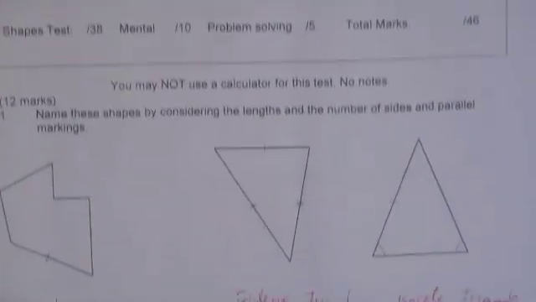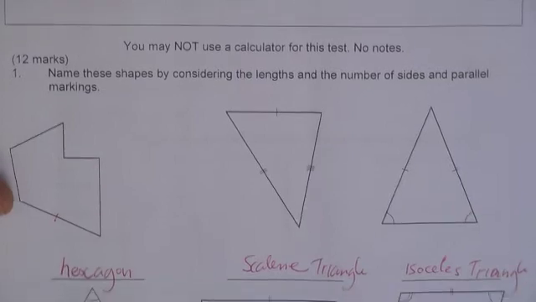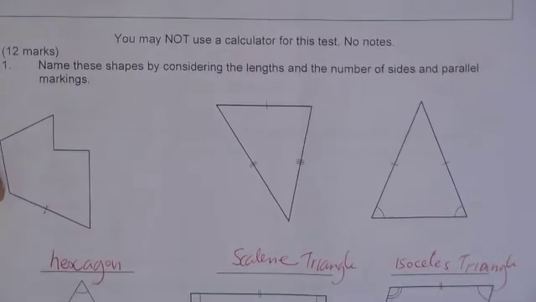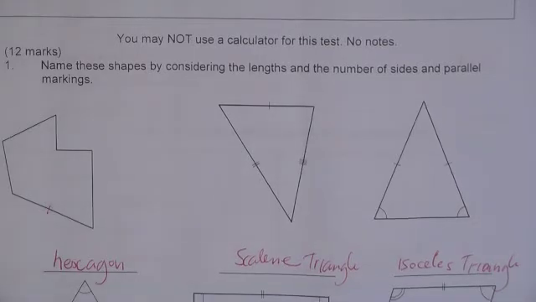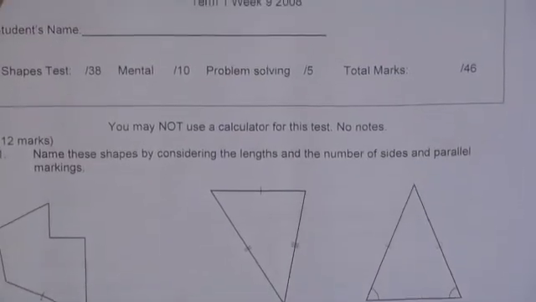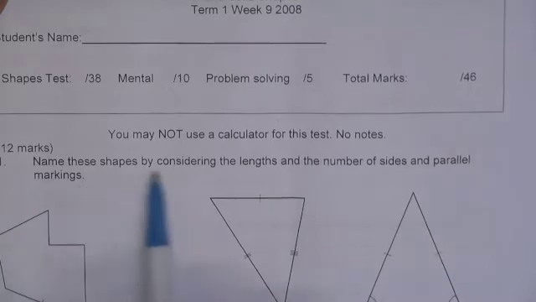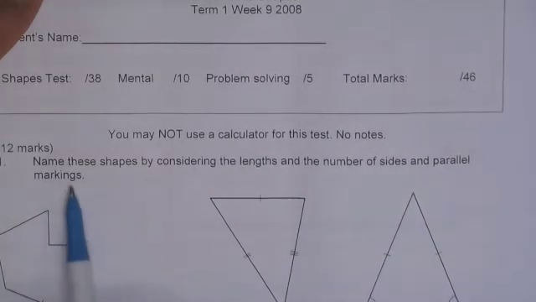Okay, so running through the questions, this is the first set of questions, question 1. Now I'm going to be moving the page around a bit because I want to get the pages nice and clear this time with the recording. So this shape here, just coming back up to the actual question itself. Name these shapes by considering the lengths and the number of sides and parallel markings.